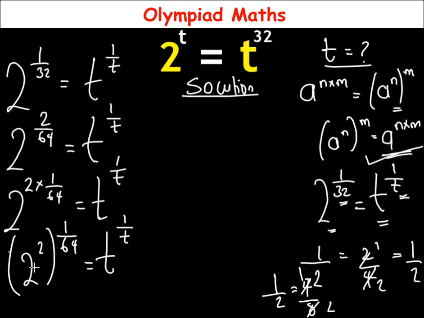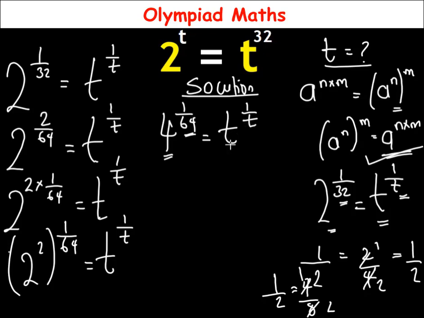Now in this form here, 2 squared is 4, so we have 4 raised to power 1 over 64 is equal to t raised to power 1 over t. So as you can see, what we have right here is not yet equal to what we have right here. So we are still going to continue further until what you have right here equals the denominator power of what you have right here.